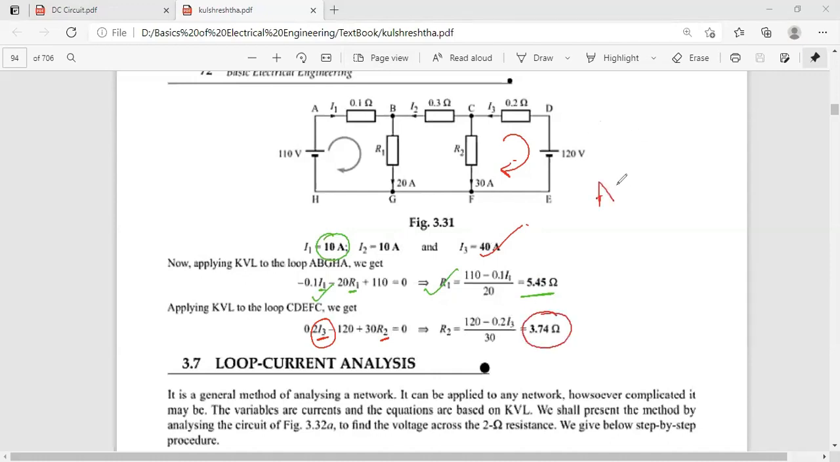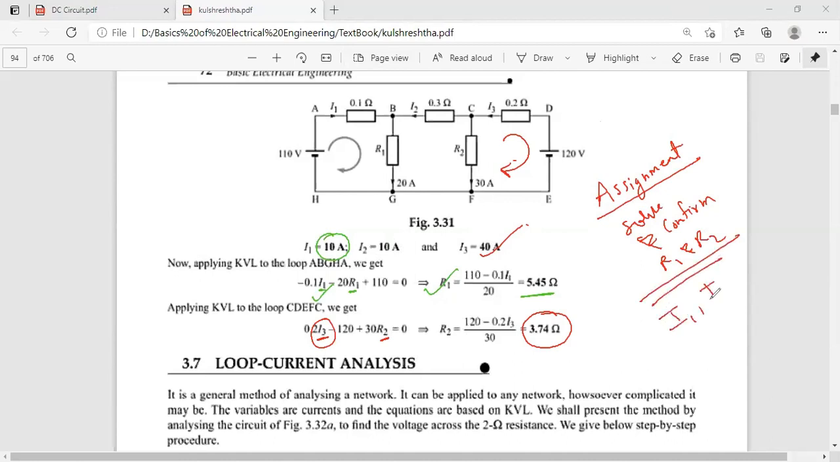So this is your assignment, students. You have to solve and confirm R1 and R2, along with I1, I2 and I3. This is your assignment for today. Any doubt? Anyone? Clear, sir. Anyone having any doubt in this?